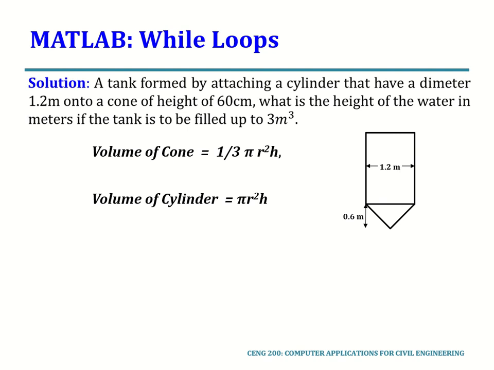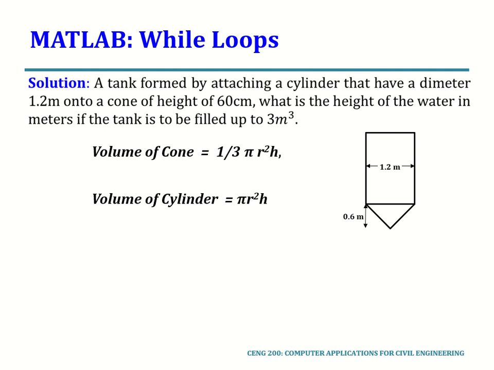Volume of the cone, this is the equation, 1/3 pi r square h. What is r? Radius. And what is h? Height. Volume of cylinder, pi r square h. r is again the radius, and h is the height of the cylinder. So here it is the height of the cone, and here it is the height of the cylinder. Now I want to fill 3 cubic meters of water in this.